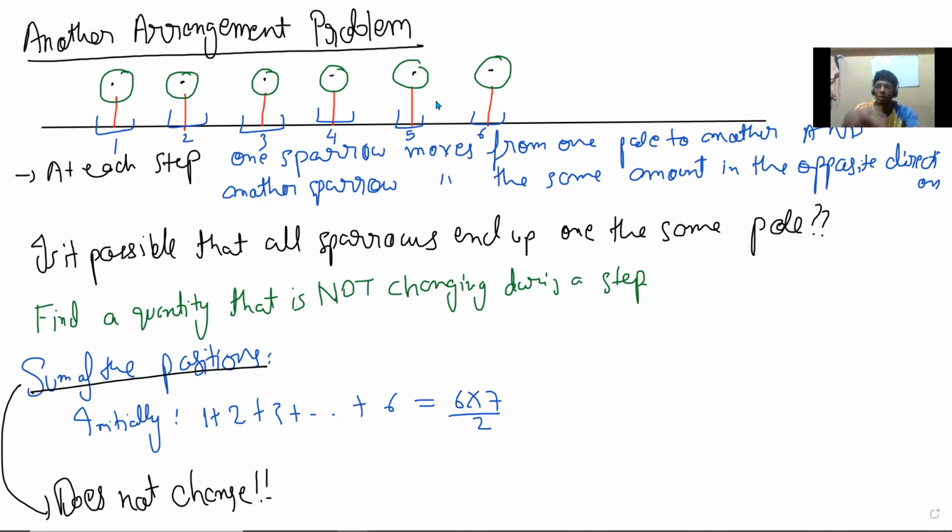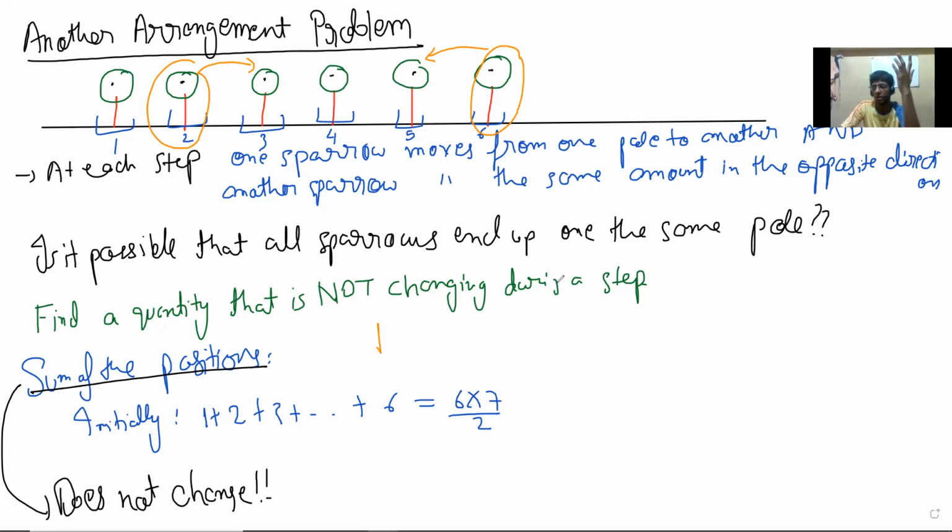Yeah. So let's see what happens with the expression. Let's say that I pick two sparrows. So I pick this sparrow and any other sparrow. I move this here and I have to move this here. So how is the summation affected? Well, the first sparrow in the first position remains as it is. Now in the second pole, there is no sparrow. In the third pole, there are two sparrows.